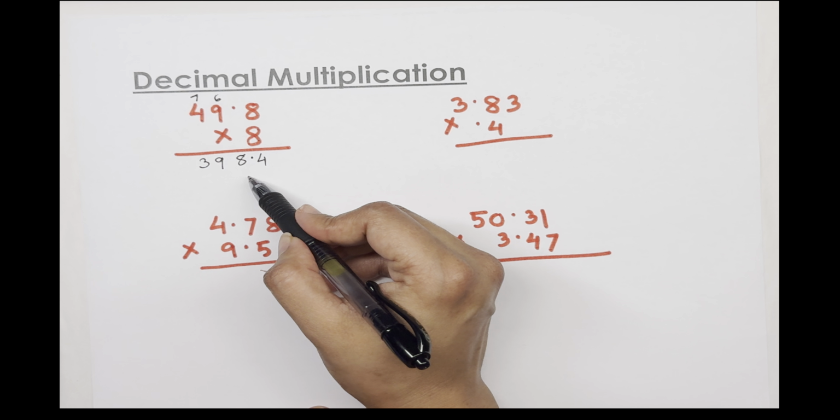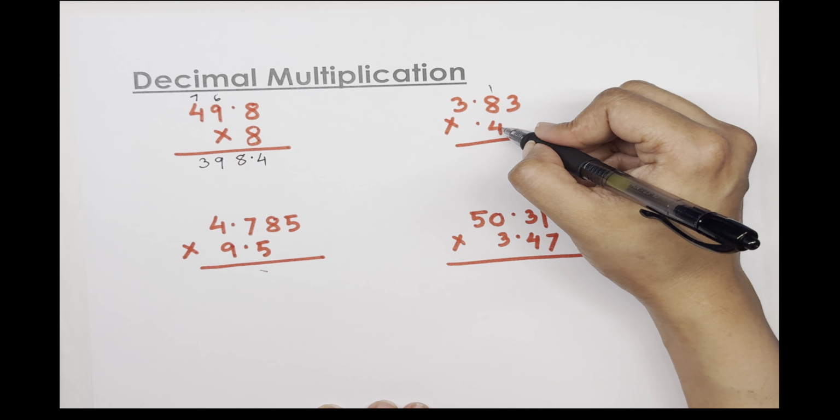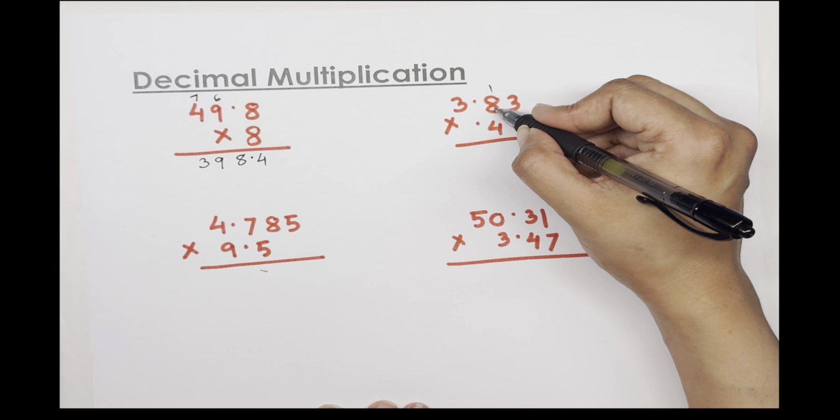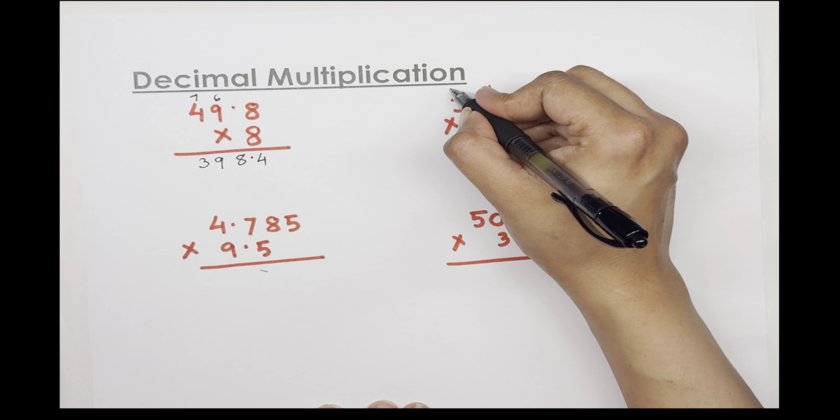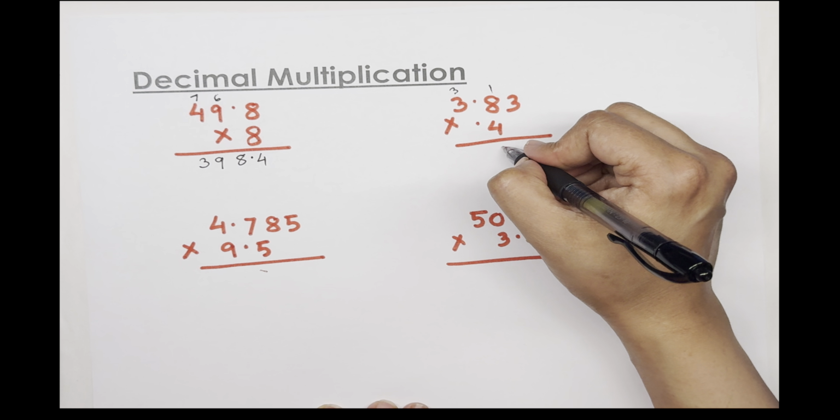Let's do the second example. 3.83 into 0.4. First we have to multiply 383 into 4, just forgetting about the decimal. Let's do it. 4 times 3 is 12. 1 on top, 2 on bottom. 4 times 8 is 32. 32 plus 1 is 33. 3 here, 3 here. 4 times 3 is 12. 12 plus 3 is 15.